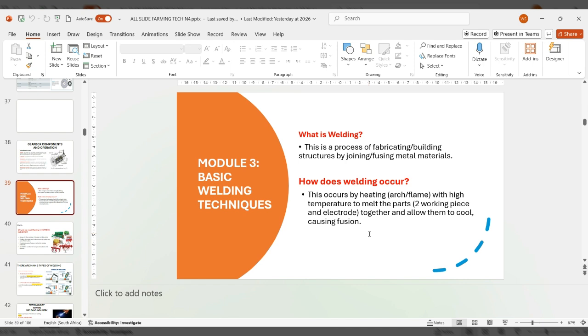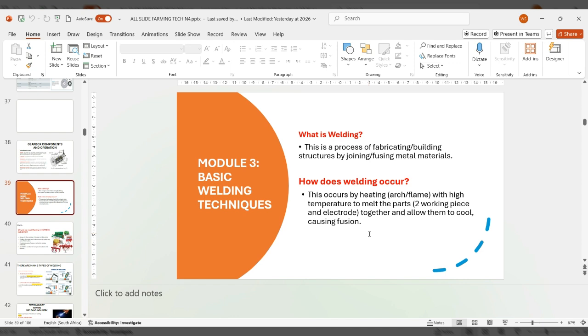In this module we are going to learn about welding at large. What is welding? How to weld? What are the materials that we are using? The tools, the equipment used, and the safety involved in welding. To begin with, let's ask ourselves, what is welding?